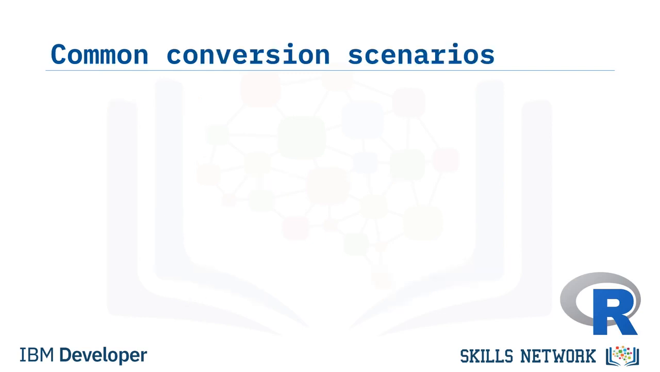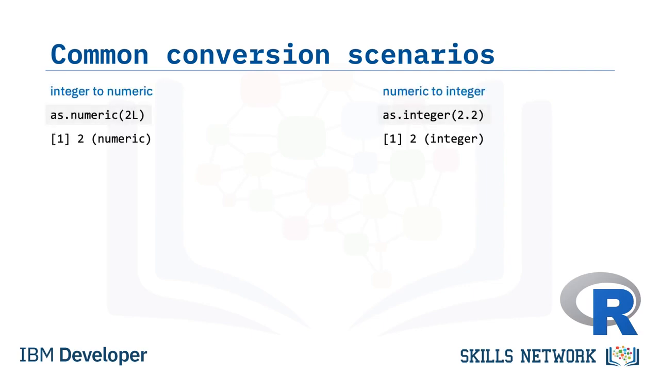In R, you can convert data from one type to a different type. This conversion is also called casting. Let's look at some common conversion or casting scenarios. You can easily convert an integer to a numeric using the as.numeric function, or a numeric to an integer using the as.integer function. The as.integer function reduces the precision of numeric data by removing its decimal part.